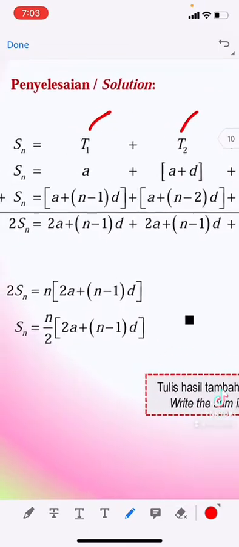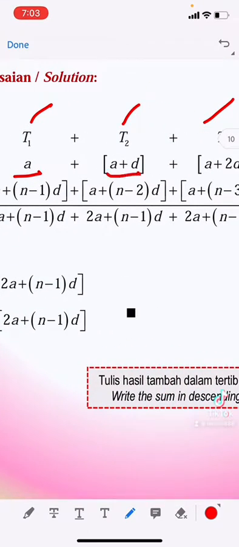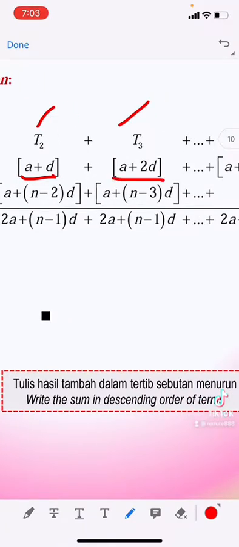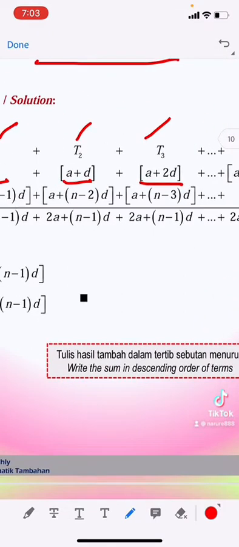And then, because the first term is A, you have to write the formula: A plus 1D, A plus 2D for the third term, and just 3 terms is enough. And the last term is A plus n minus 1D.